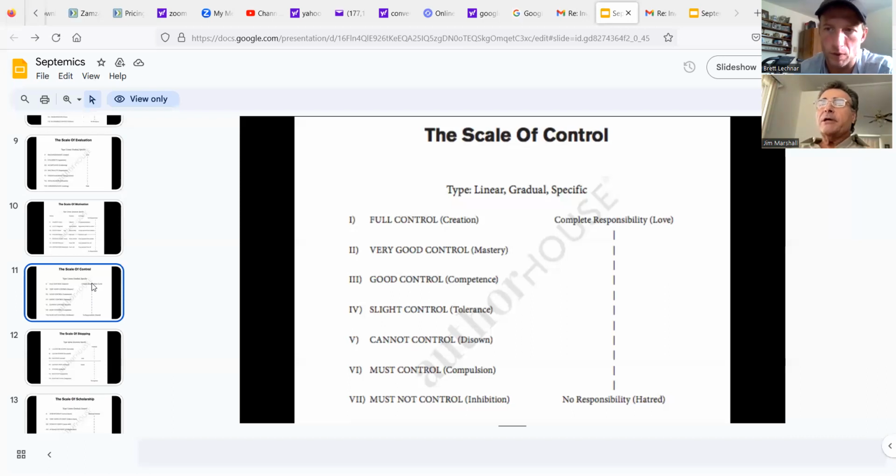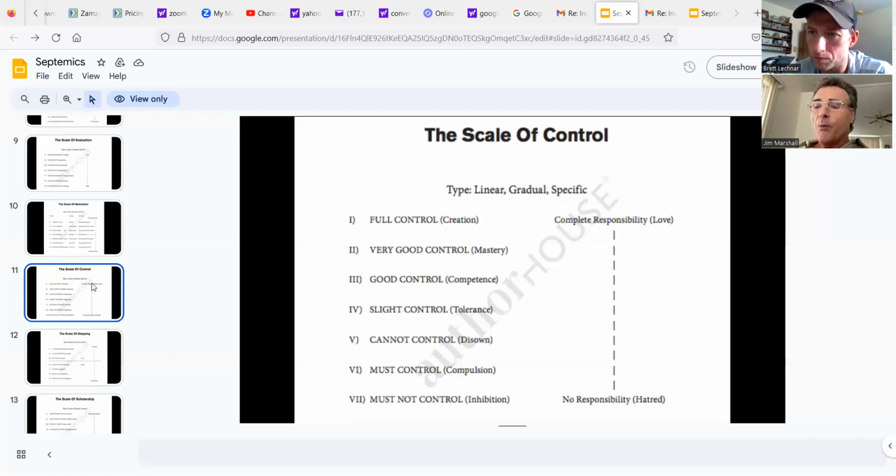Okay, so let me just start at the bottom and go through, because this is not clear at all. The lowest level is must not control. That's what inhibition is. Like, I used to know a woman. She wasn't my girlfriend, she was just a friend. And she said, "Oh, I don't want anybody touching me." I was a holistic health practitioner. She had health problems. I could have fixed her health problems.